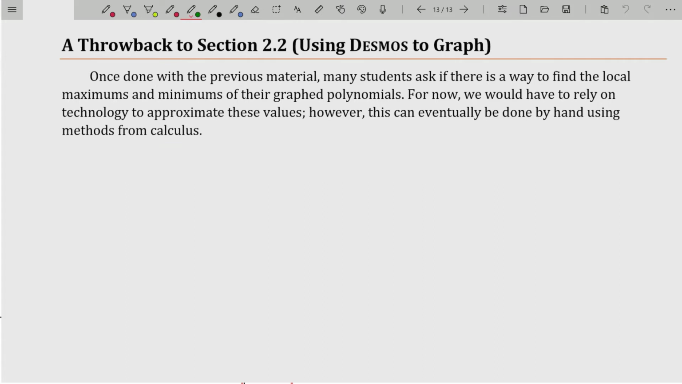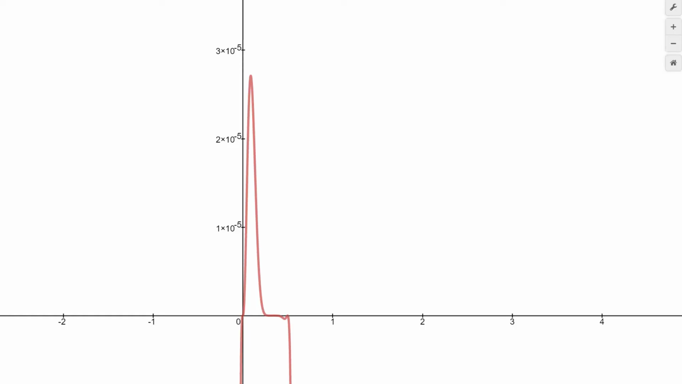Now, every once in a while, there's just a subsection of material that's so short, there's no use of me creating a separate video for it. And this topic here is a throwback to a previous section, which was titled Using Desmos to Graph. And I just want to bring it up because it comes up a lot in pre-calculus. My good students, my A and B students in pre-calculus, often will ask, how do I find where that maximum occurs? Like, how would we do that? Do you want us to do that?